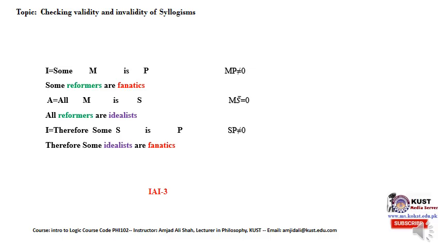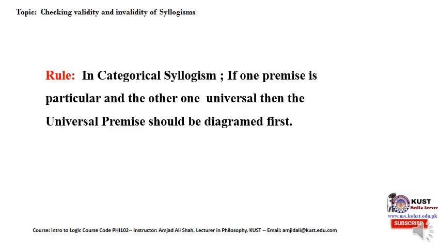So students, there is a rule about this technique, and the rule says in categorical syllogism, if one premise is particular and the other one is universal, then the universal premise should be diagrammed first. So it means that we are not supposed to diagram I first, but rather we are supposed to diagram the universal affirmative, that is A, first, and later on the I proposition. Now let me violate this rule. What happens?